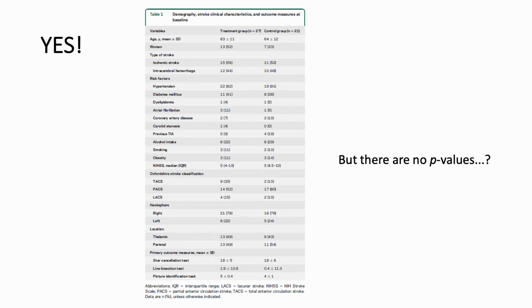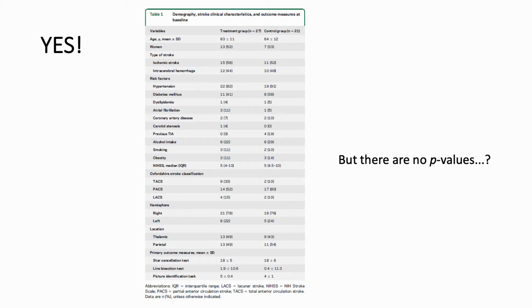These researchers did meet this criterion. You can see in Table 1, they provided a lot of information and they divided their information by treatment group and control group. And you might say to yourself, but there are no p-values. How do we know if there is a significant difference?